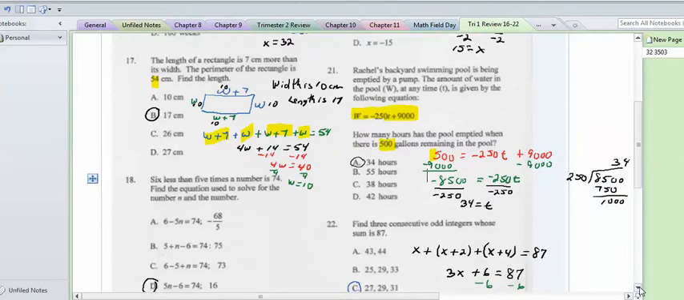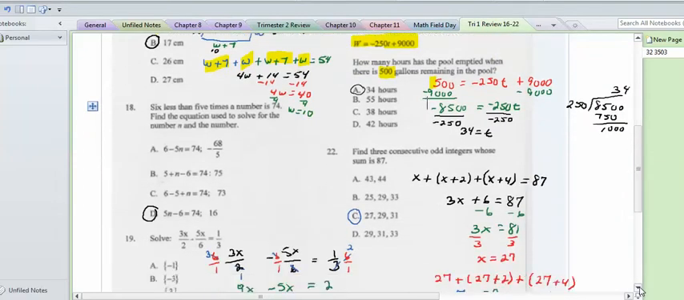Okay, next one. Okay, 3 consecutive odd integers means numbers that are consecutive, they're one right after the other. Odd integers would be like 1, 3, 5, 7. So if you have one odd number, you're going to count 2 more to the second one and then 2 more to the third.